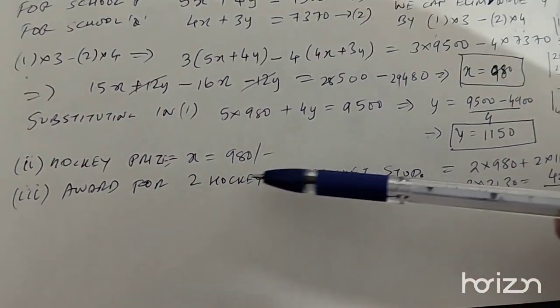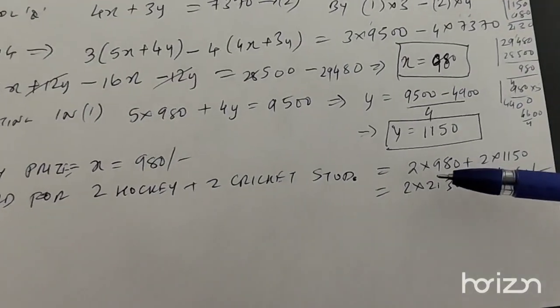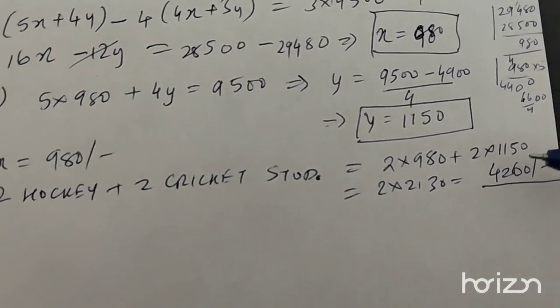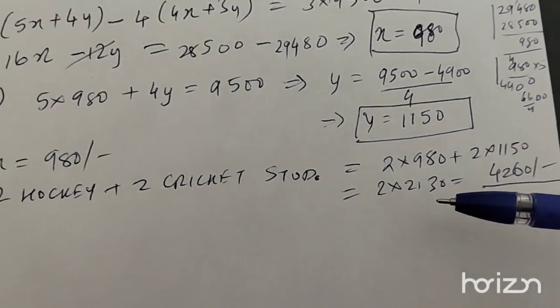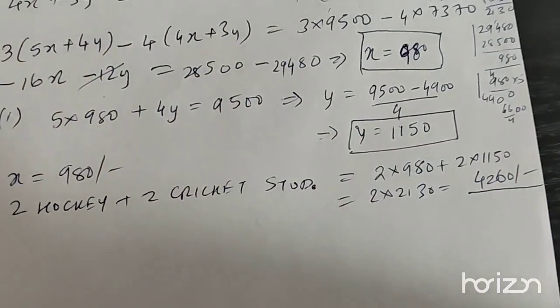So if you are awarding 2 students for hockey and 2 students for cricket, your total prize money will be 2 times 980 plus 2 times 1150, that is 2 times 2130, which is 4,260.